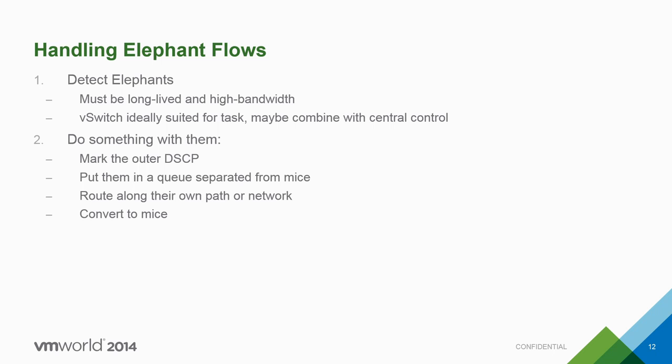And roughly speaking, we decide that a flow is an elephant if it's sending at a high bandwidth for a sufficiently long period of time. If it doesn't send for a long period of time, there's not much we can do, and it probably won't cause congestion. If it's not sending at high bandwidth, it's definitely not an elephant.